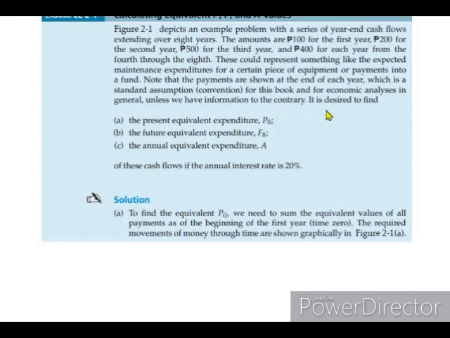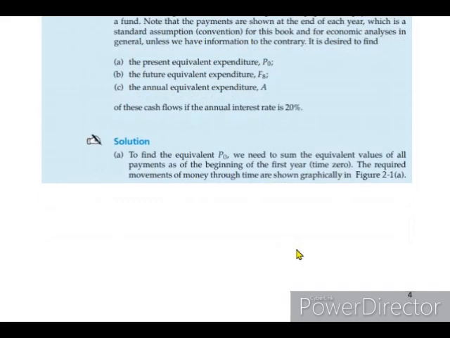unless we have information to the contrary. So, it is desired to find, so ito yung mga pinapahanap, the present equivalent expenditure, yung P sub 0, then the future equivalent expenditure or yung F sub 8 kasi yun yung nasa dulo eh, di ba? Next, yung the annual equivalent expenditure o yung A, okay? Yung annuities na. So, of these cash flows, if the annual interest rate is 20%, okay? So, for the solution, para makuha natin yung P sub 0, we need to sum the equivalent values of all the payments as of the beginning of the first year, time 0. The required movements of money through time are shown graphically in figure 2-1A.